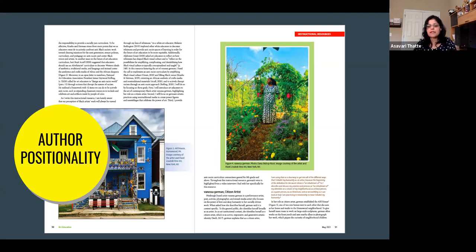So here she's made explicit that she's a white art educator, and that there are certain limitations when she is working with a Black artist's work. So that is how we encourage authors to really be explicit about where you're coming from, what informs your worldview.